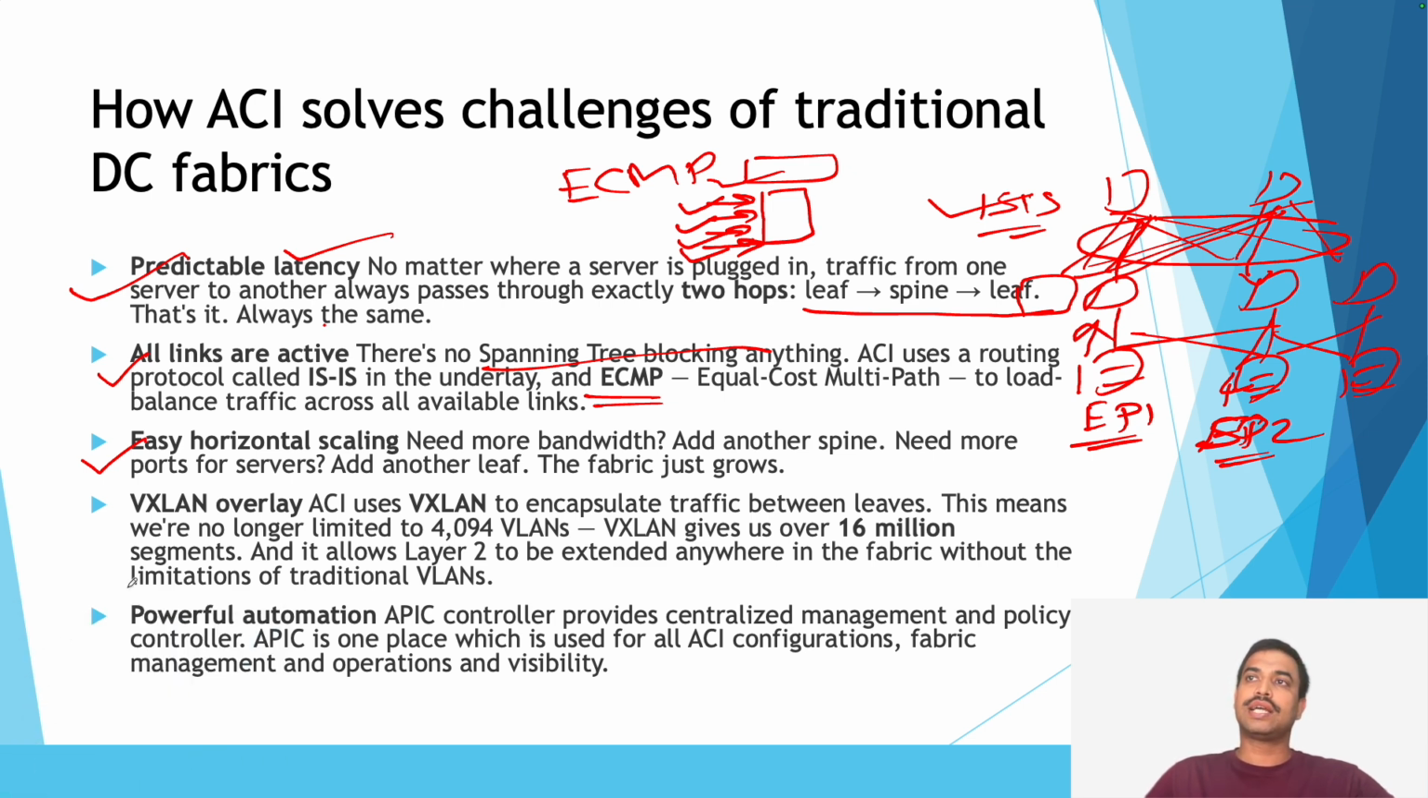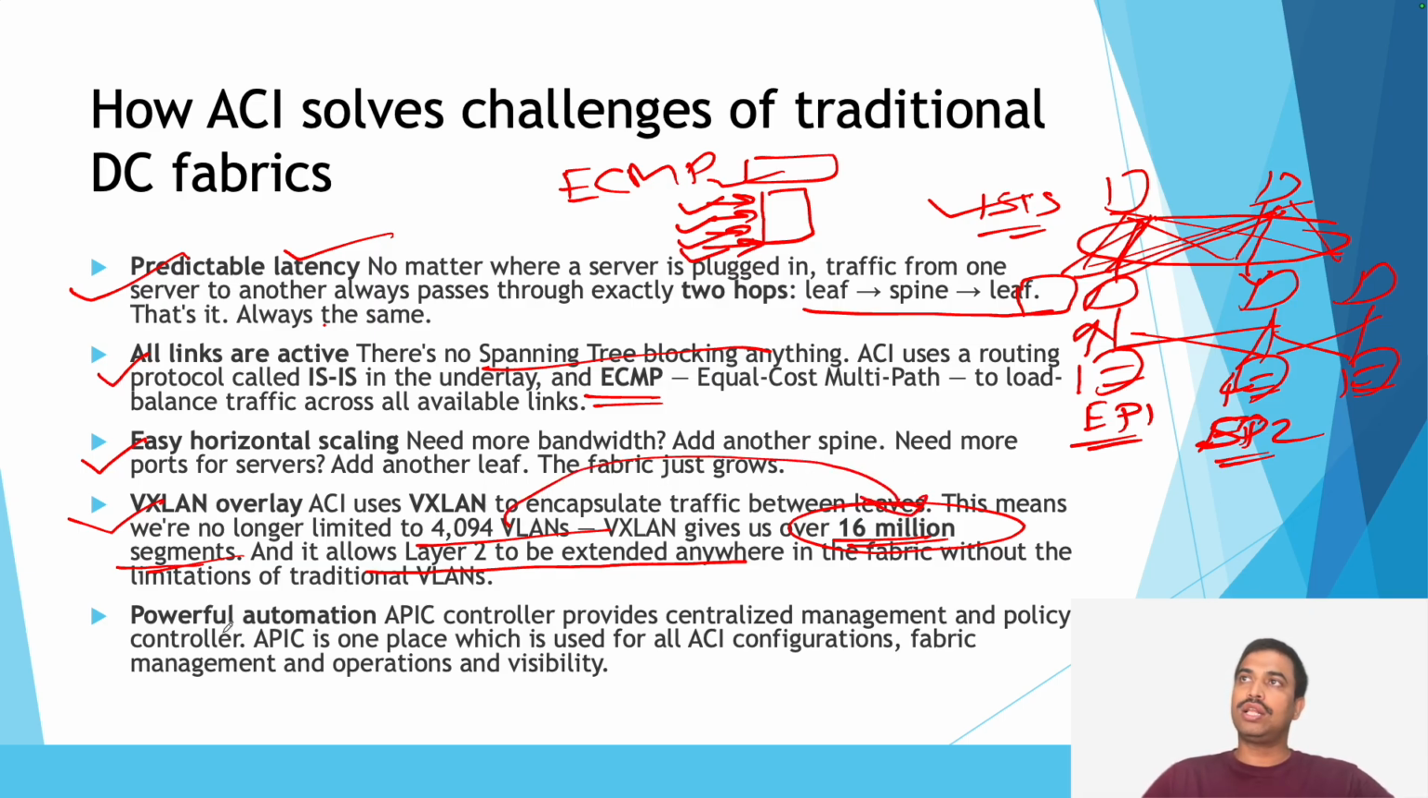Then we have something called VXLAN overlay. VXLAN overlay provides you 16 million segments. In comparison, with VLANs we used to have 4094 VLANs, but now with VXLAN we get layer 2 encapsulation first of all, and also we get 16 million segments. With this encapsulation we get a lot more capabilities that we are going to discuss in the upcoming videos. But going from 4096 VLANs to 16 million is a huge benefit.